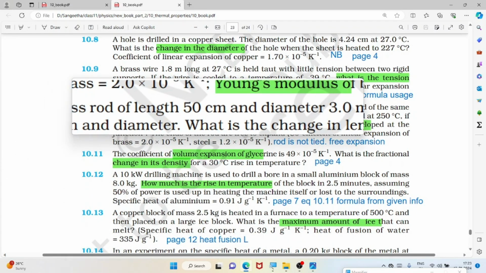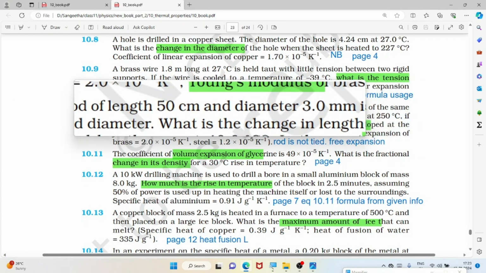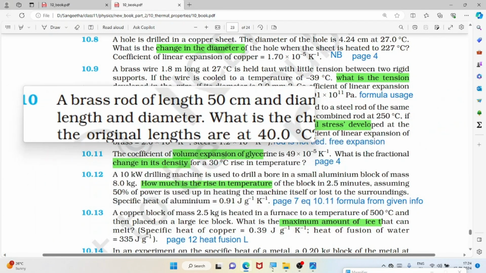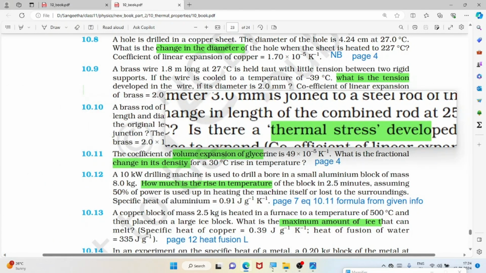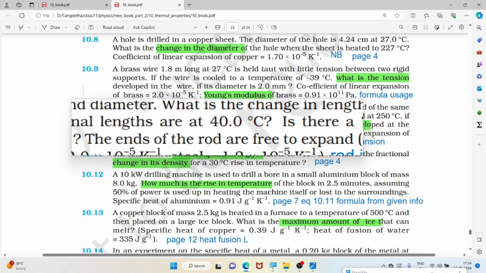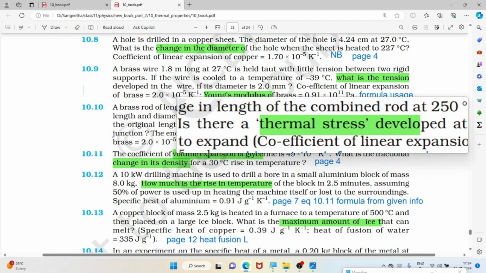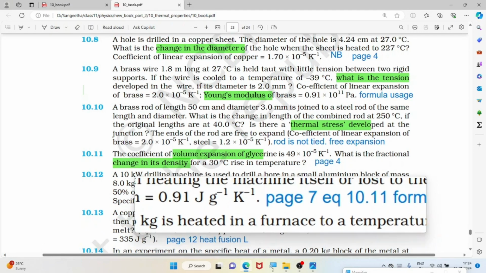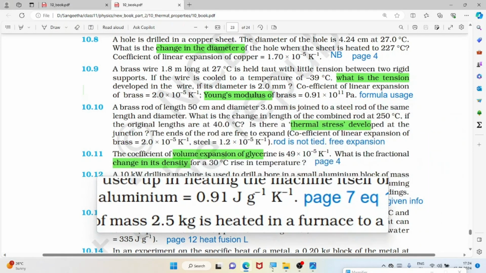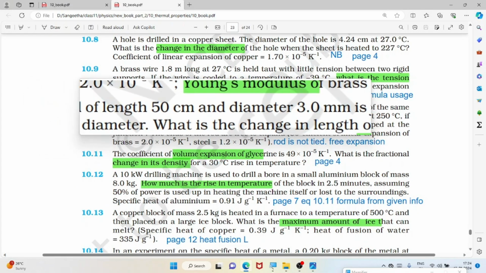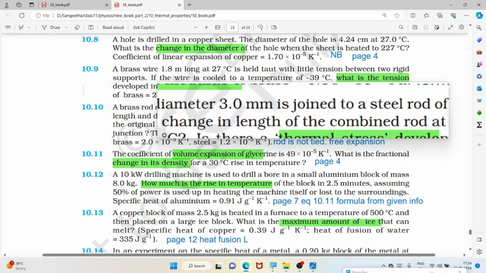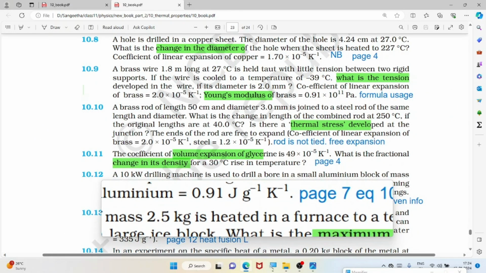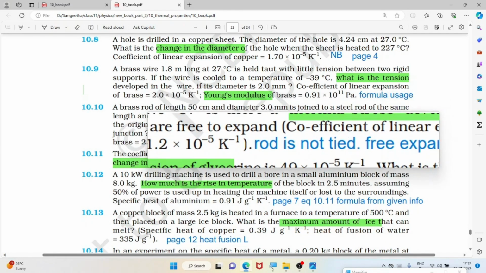A brass rod of 50 centimeter length and diameter 3 mm is joined to a steel rod of the same length and diameter. What is the change in length of the combined rod, from the original length at 40 degrees C? Is there a thermal stress developed? Here, from the problem itself we can find out there is no thermal stress, because they are not tying the ends. This is freely expanding. A brass rod is joined to a steel rod of the same length, and they are not tying it at any end. So the expansion is free, hence there will not be any thermal stress.